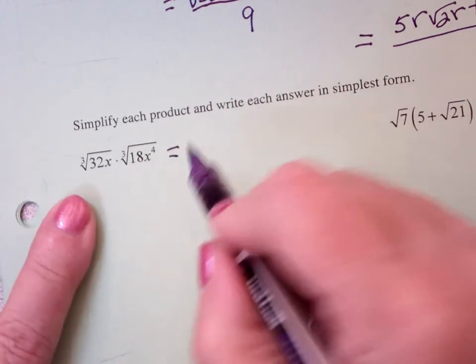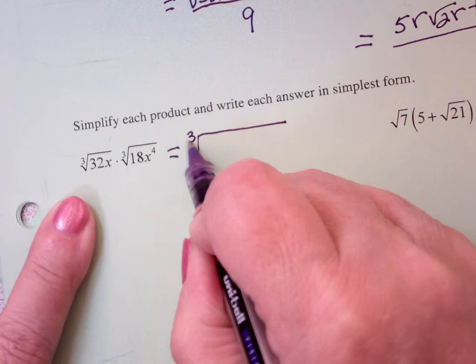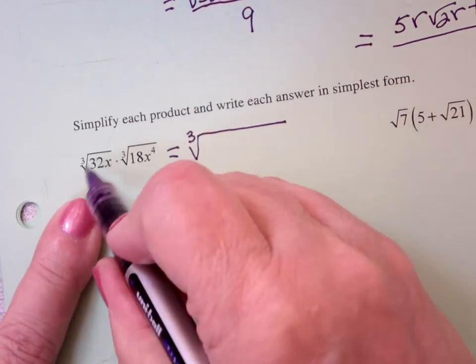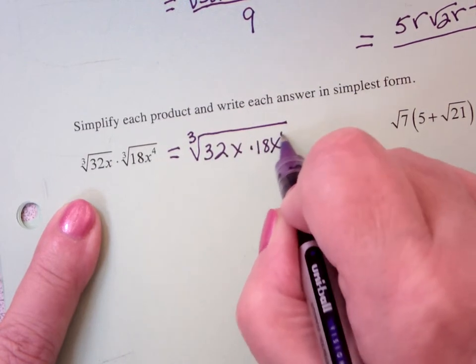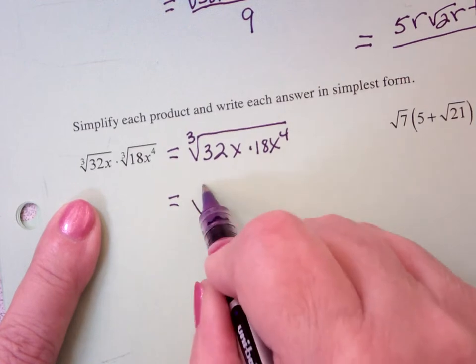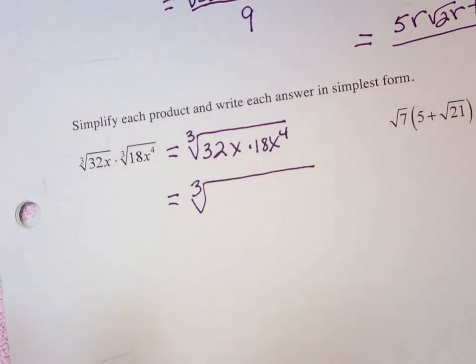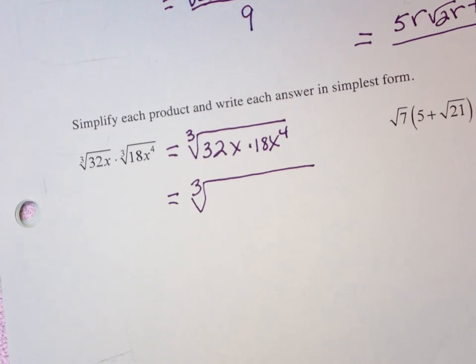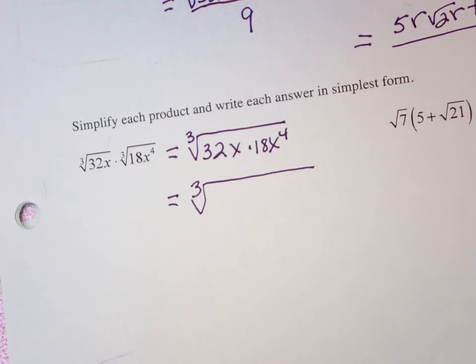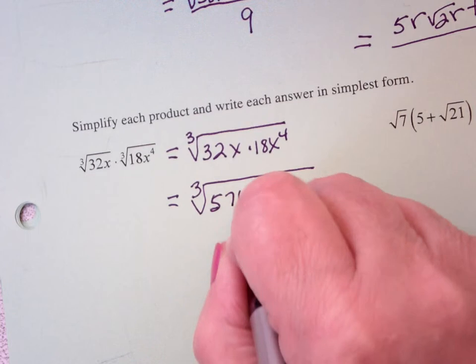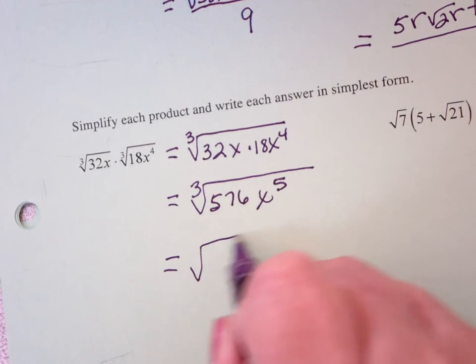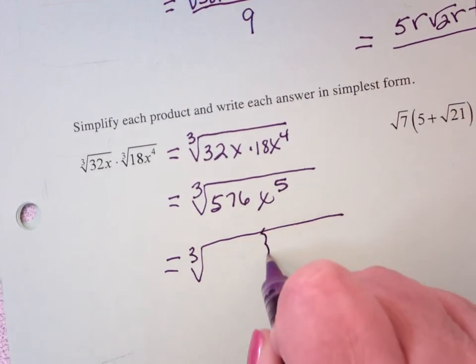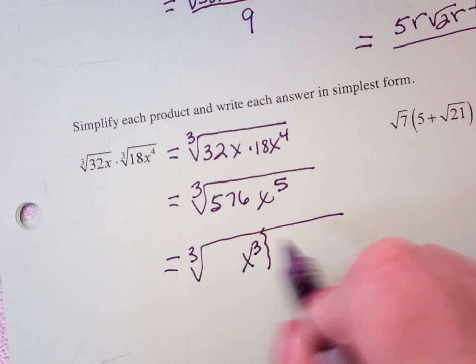So if I'm looking at this cube root, if I remember, we can take two things that are separate if they've got the same index. This is going to be 32x times 18x to the fourth, which is the cube root of, well, you know, I'm not that good, so 32 times 18 is 576, x to the fifth. Now I've got some work to do. The x's are easy. That's an x cubed and an x squared.